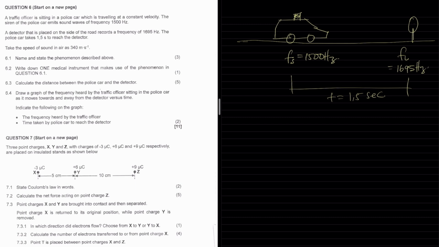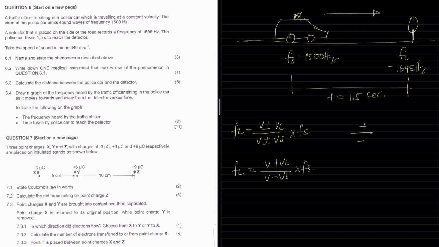First, we should work out the speed of the police car. So we'll go to our equation. FL is equal to V plus minus VL over V plus minus VS times Fs. Now, since they are approaching one another, we will have a big top and a small bottom. So the equation will be FL is equal to V plus VL over V minus Vs times Fs.